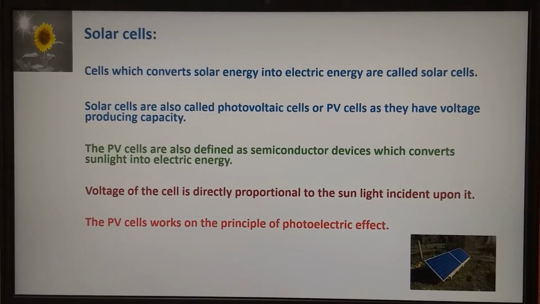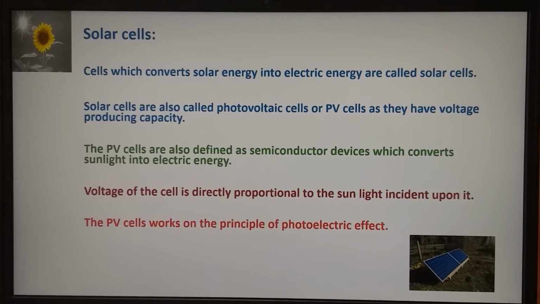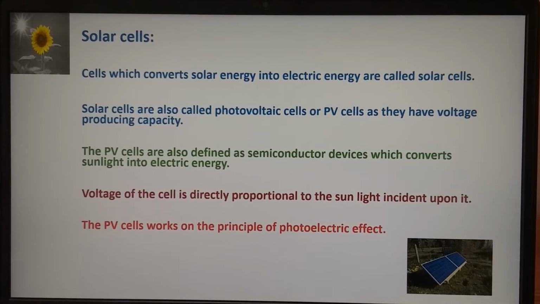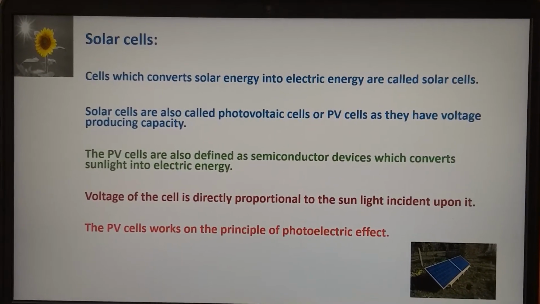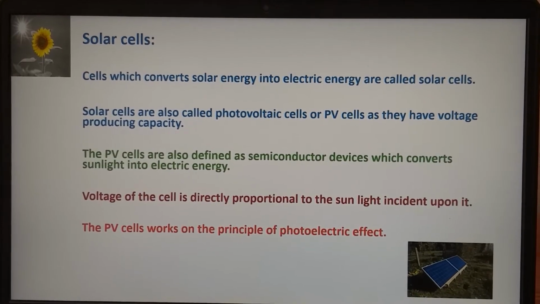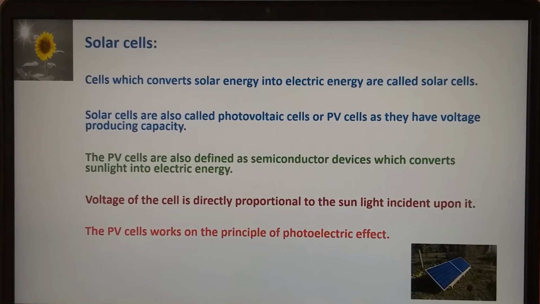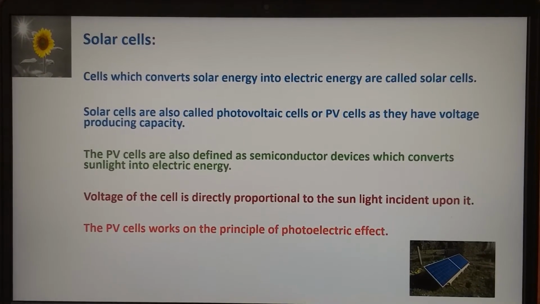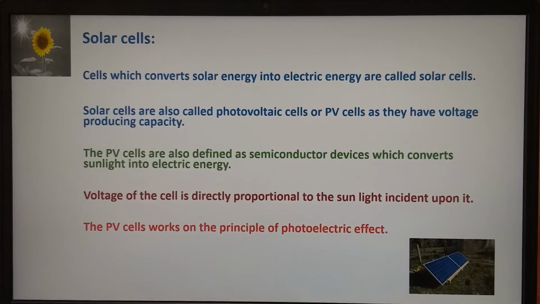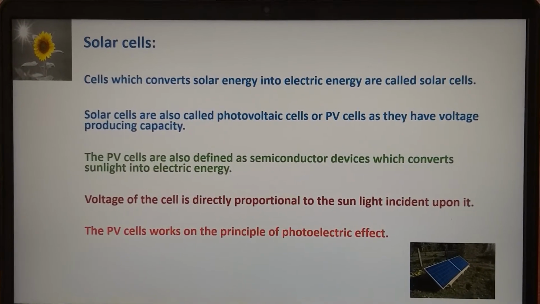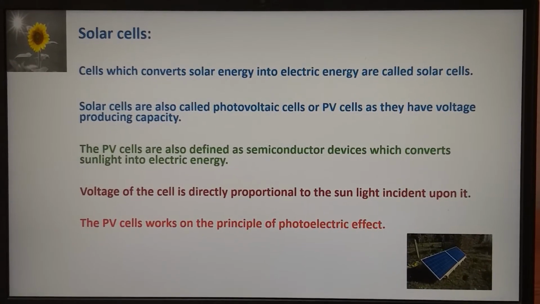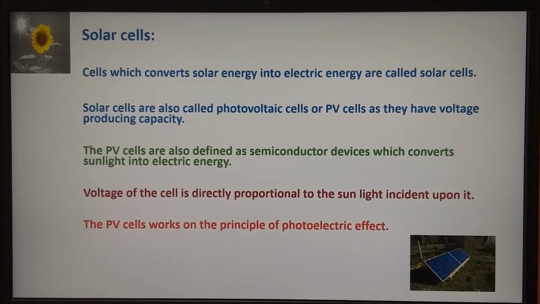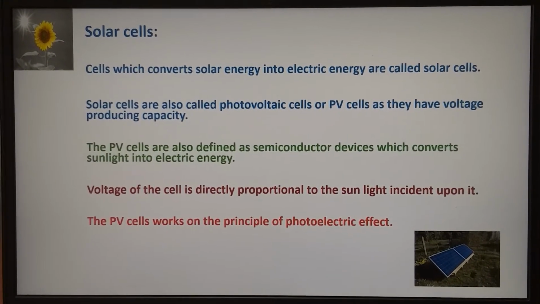Solar cells are those which convert solar energy into electric energy. These are also called photovoltaic cells or PV cells, as they have voltage producing capacity. Therefore, we can describe photovoltaic cells as semiconductor devices which convert sunlight into electric energy. The voltage of the cell is directly proportional to the sunlight incident upon it.